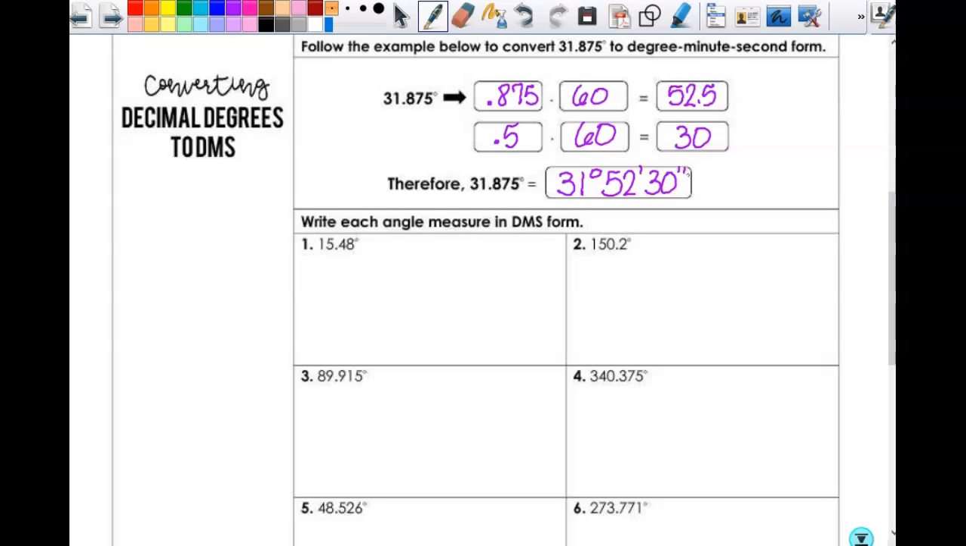Well, it has nothing to do with time. It's just a different way to break up degrees. Like parts of an hour are minutes and seconds, parts of a degree are also minutes and seconds. Totally unrelated from time, yeah.